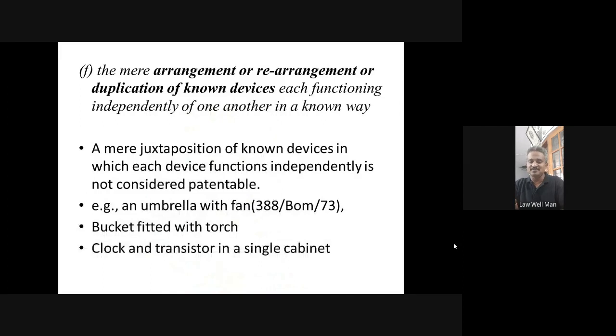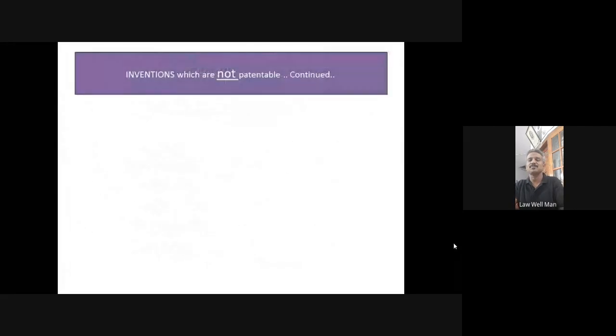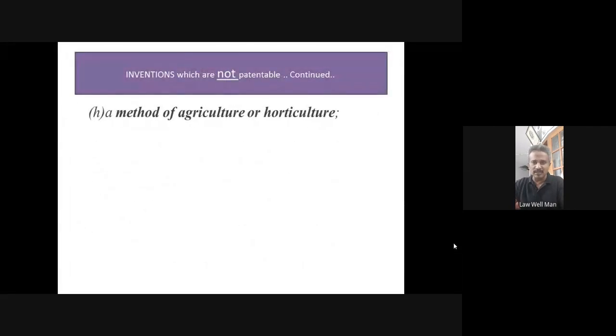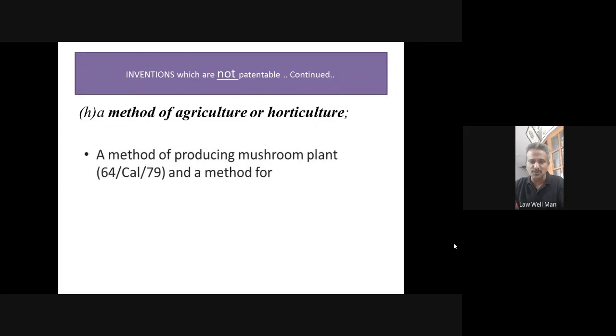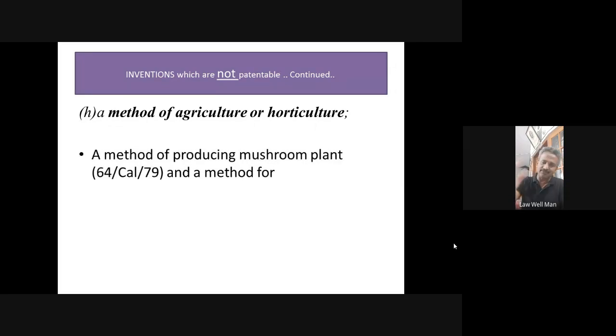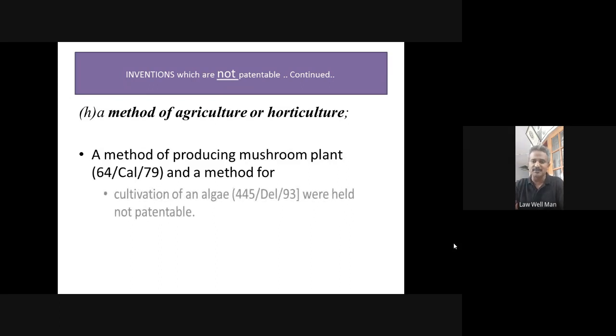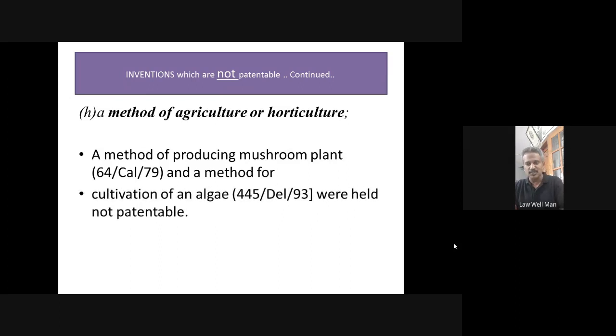Let's move on. Clock and transistor in a single cabinet, bucket fitted with torch and things like that. Okay. Now moving on, 3H, a method of agriculture or horticulture is not patentable. A method of producing mushroom plant, this is a 79 matter before the Calcutta Patent Office, and a method for cultivation of an algae, this was a 93 matter before the Delhi Patent Office, were held not patentable. I think we can move on.